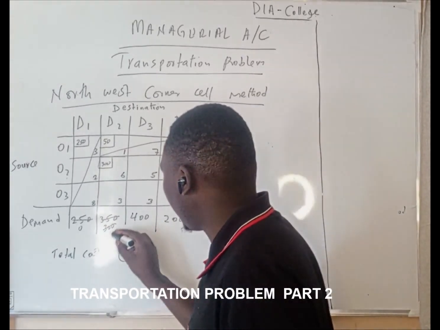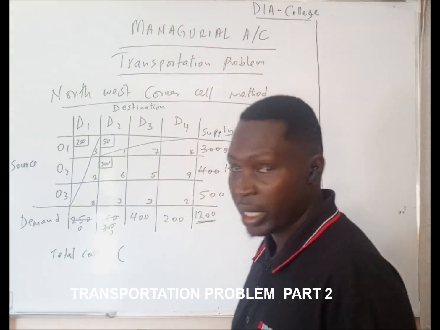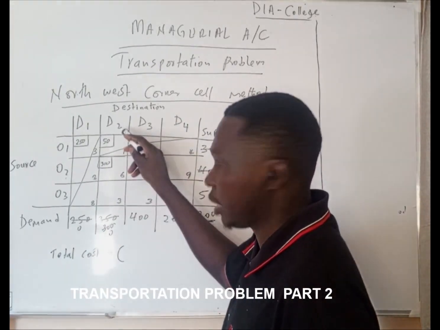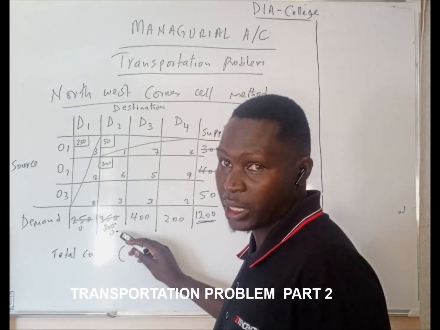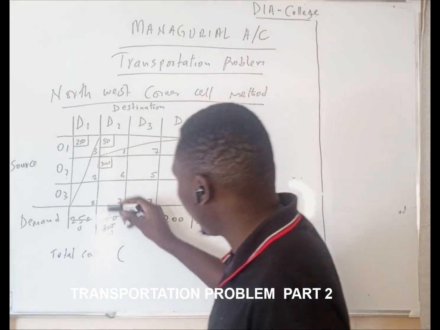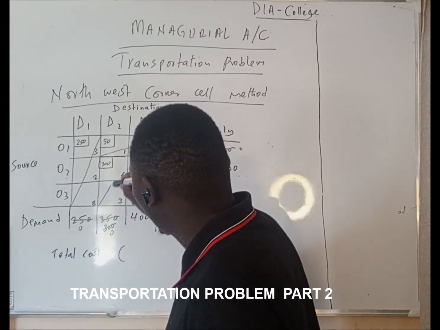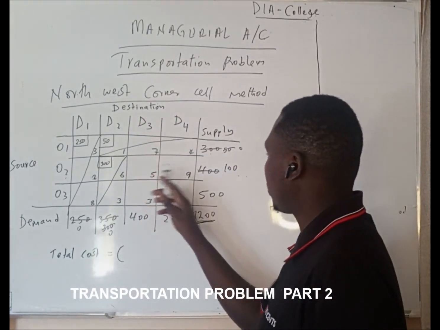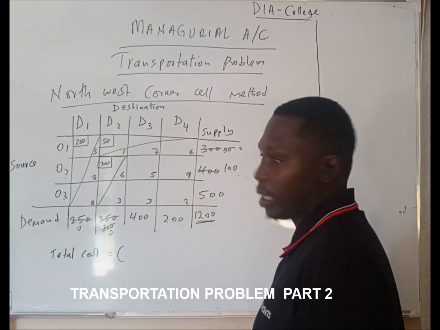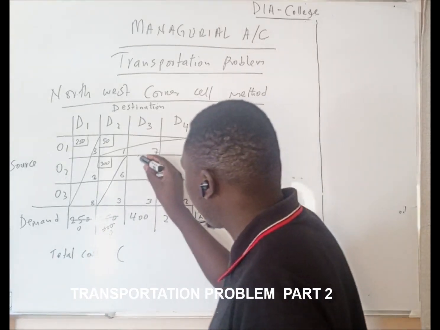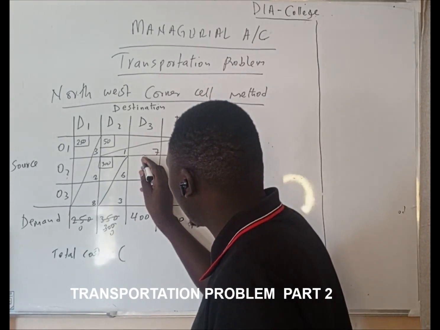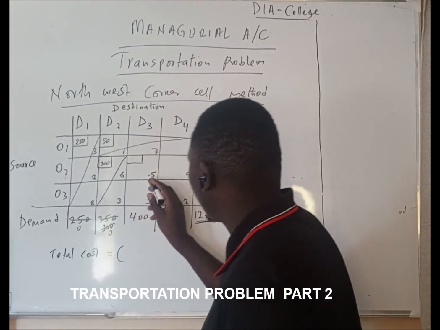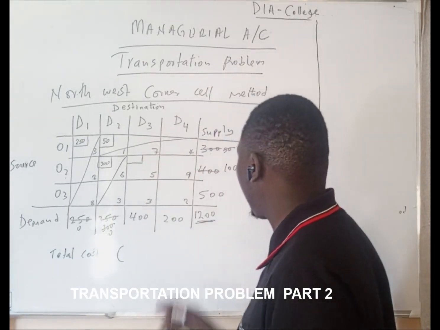Then basically I have fully supplied this. So this tells me that I have fully supplied destination 2. So it will not participate in the next allocation. So I'm going to close this column. So I'm remaining with these cells now, these 4 cells here. Then my most northwest corner, again, I identify it's this one, in this cell here, which has a cost of 5.